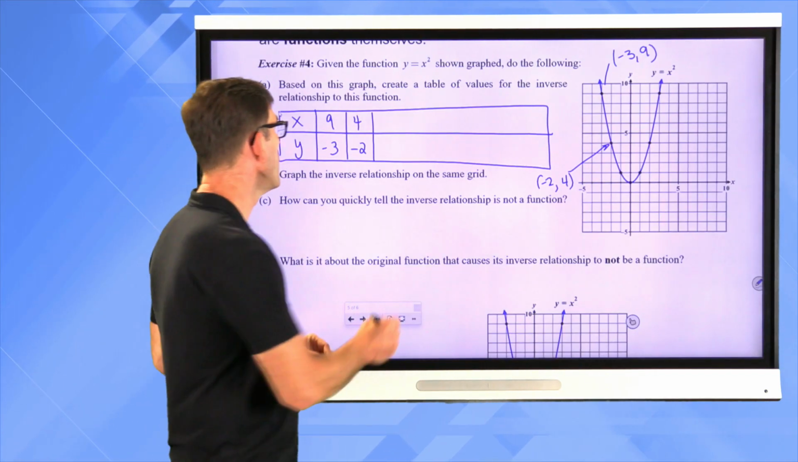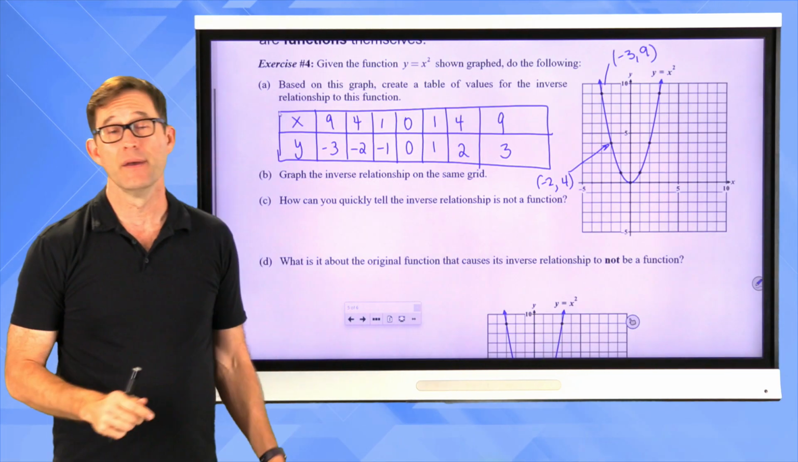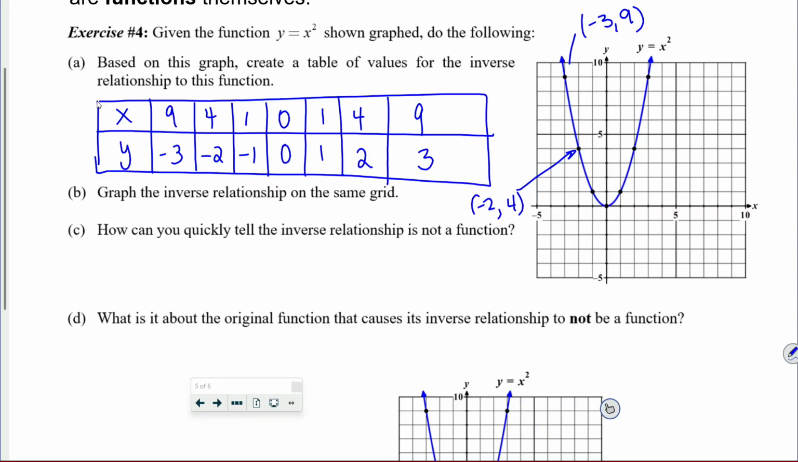All right, well, let's keep going. We have the point here, which is at -1, 1, which would become 1, -1. The point 0, 0, if I switch, doesn't make any difference. Then I have 1, 1. And when I switch those, it also doesn't make any difference. 2, 4 will become 4, 2. And finally, 3, 9 will become 9, 3. All right, great. And letter B, graph the inverse relationship on the same grid.